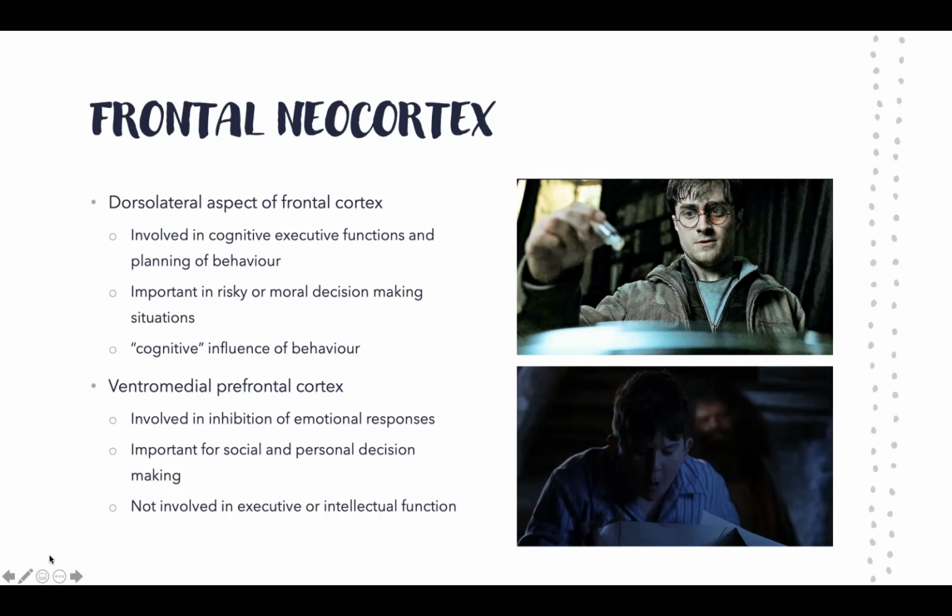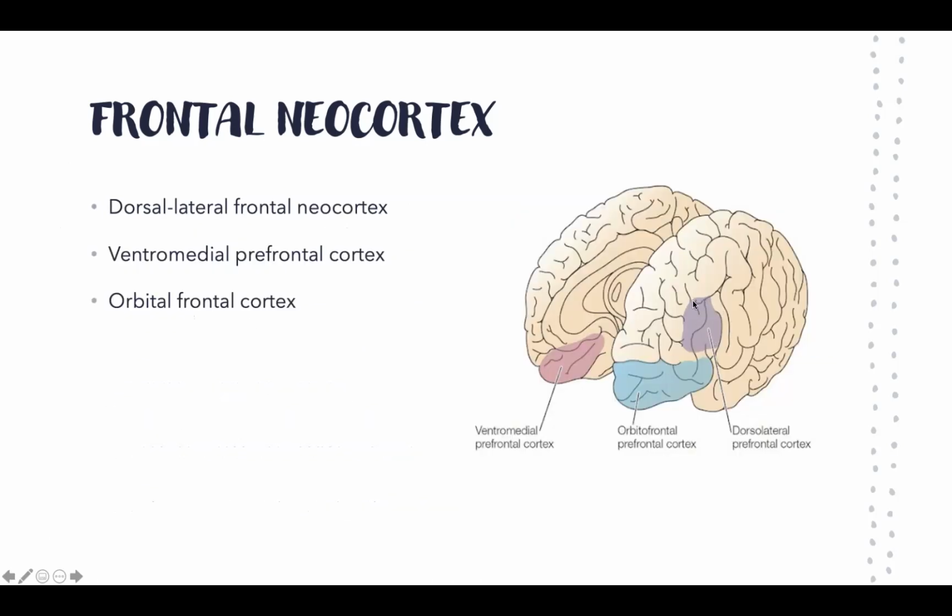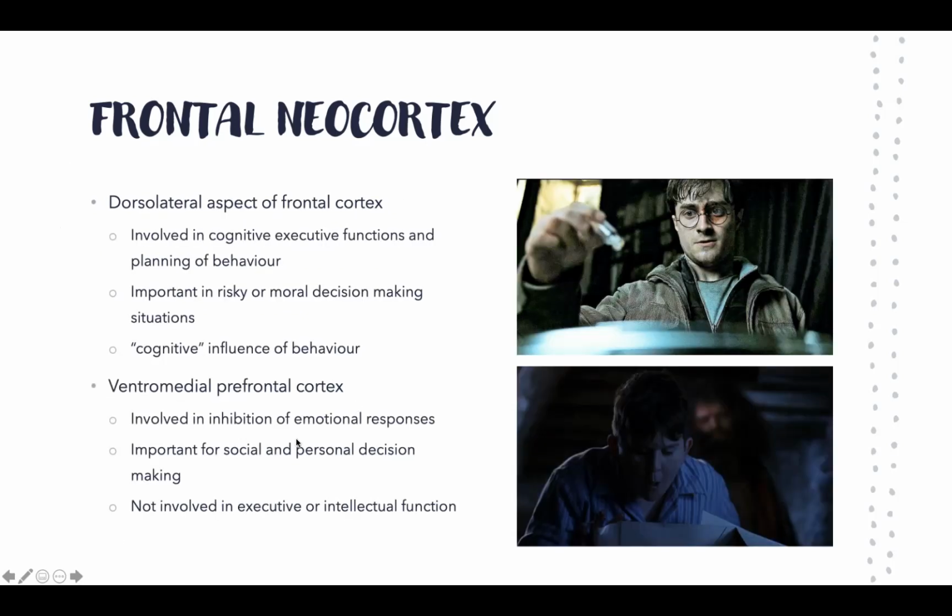Our ventromedial, so we've talked just about our dorsolateral, now we're talking about our ventromedial. This is involved in inhibiting our emotional responses. So it acts to stop us from acting out of emotions. It's very important for day-to-day social and personal decision-making, but it's different from the dorsolateral because it's not involved in executive and intellectual functions. It's more just for decision making.